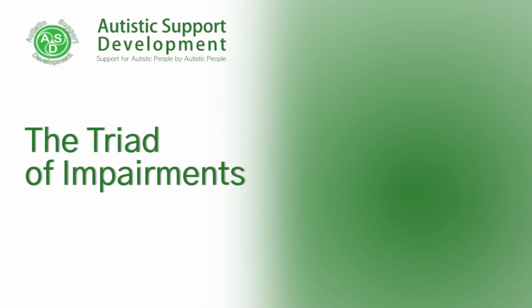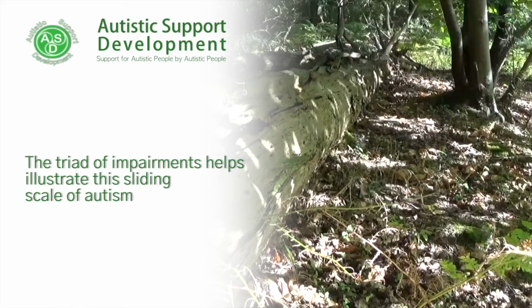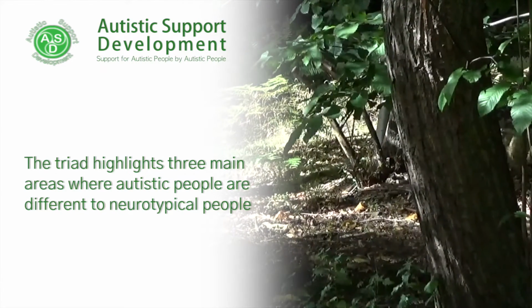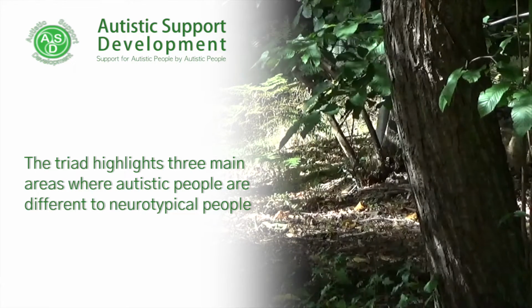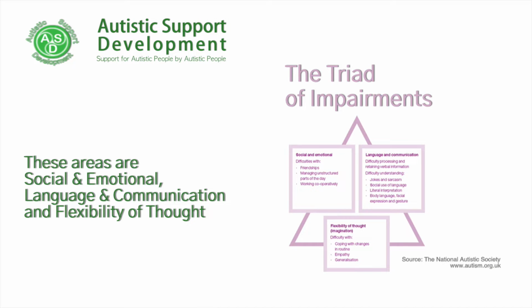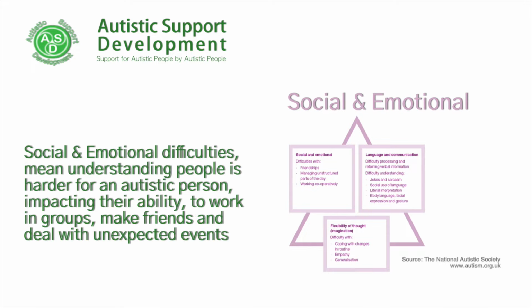The triad of impairments. The triad of impairments helps illustrate the sliding scale of autism. The triad highlights three main areas where autistic people are different to neurotypical people. These areas are social and emotional, language and communication, and flexibility of thought. Social and emotional difficulties mean understanding people is harder for an autistic person, impacting their ability to work in groups, make friends, and deal with unexpected events.